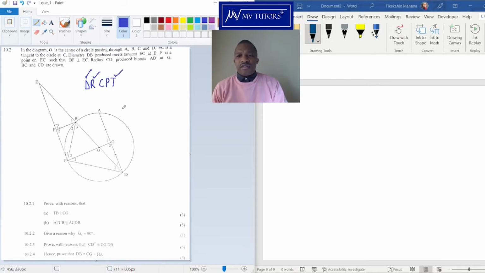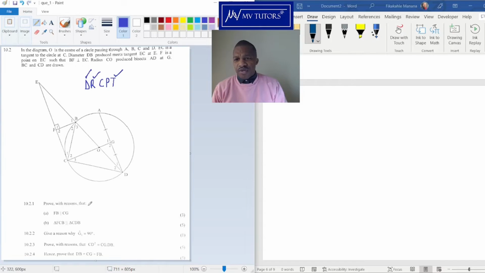Now this means that each and every question that we're going to do here will require us to solve it using a diameter, a radius, or a tangent. So we're not going to look for any rules associated with cyclic quad or parallel lines. Okay, so let's just put that into practice.